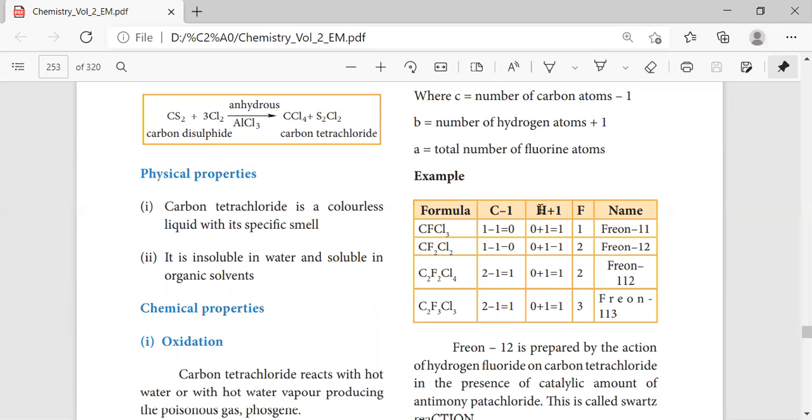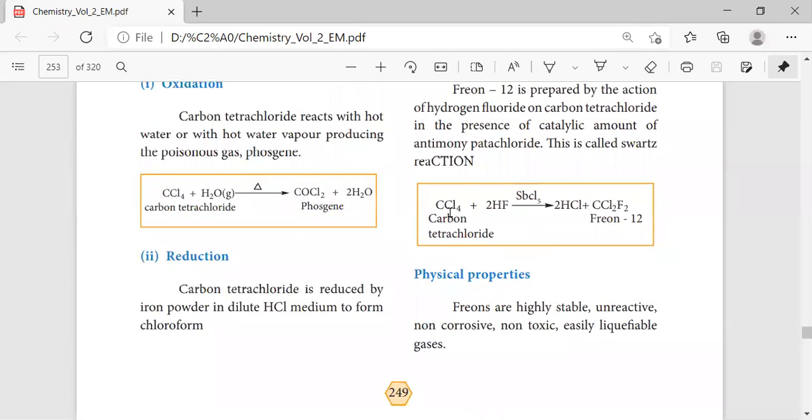And then for hydrogen, plus 1: the value that we get, 1 should be added. See here we get the value as 1. Now fluorine. Here 1 fluorine, 2 fluorine, 2, and here 3. So now freon 11. So their names will be given like this: freon 11, freon 12, freon 112. So the freon will be named like this. A compound will be named in this manner.